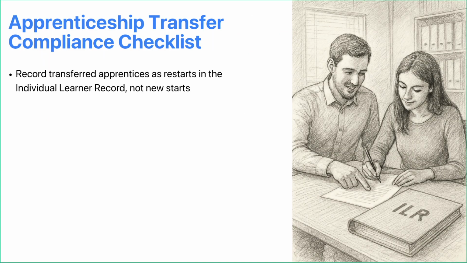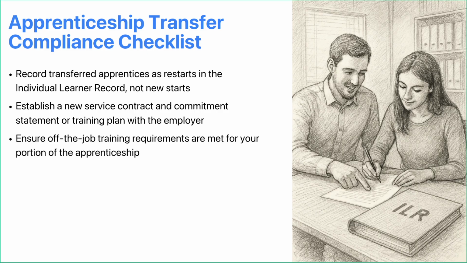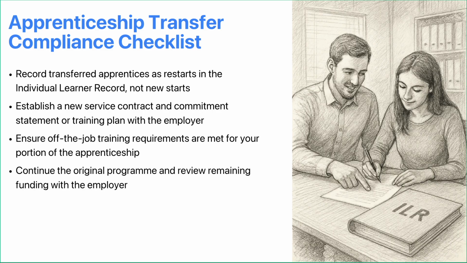Once an apprentice transfers to you, you must record them as a restart in the individual learner record, not as a new start. You'll also need to put in place a new contract for service with the employer and agree a new commitment statement or training plan. Make sure you satisfy the off-the-job training requirement for the portion of the apprenticeship you deliver as the new provider. You should aim to continue delivering the same program the apprentice started, while working with the employer to review how much funding is remaining to cover the rest of their training.